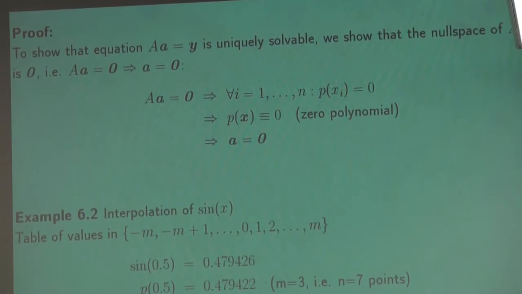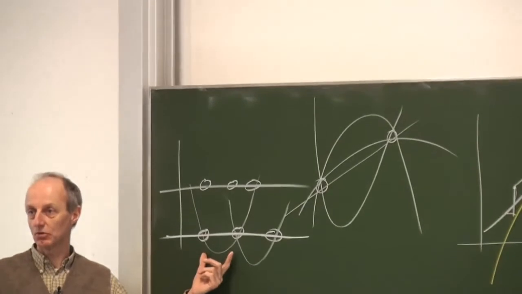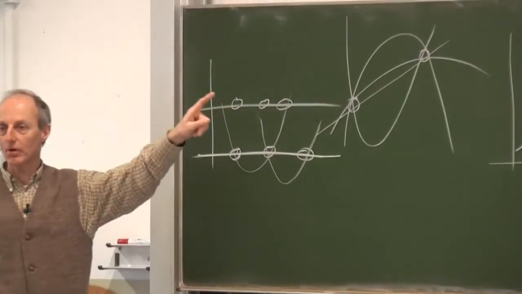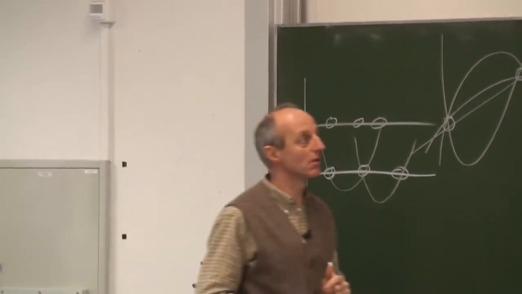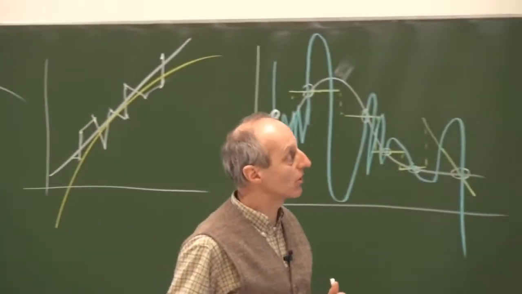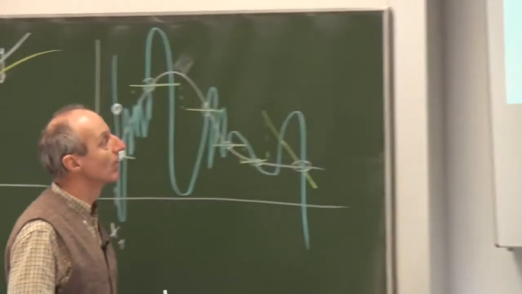Where did we use this fact? For all values of i equal to 1 to n, p(x_i) equals 0. Yes. If here we allow 2 points to be the same, then we no longer have 3 points here, but only 2. And then, of course, there is a non-trivial parabola which hits the 2 points. So at this point, we really need the fact that all the points are distinct. All the x values are distinct.